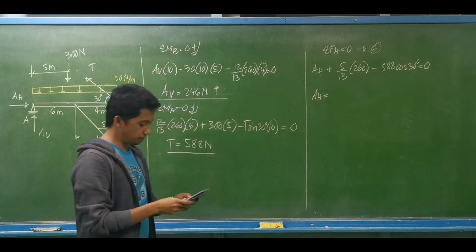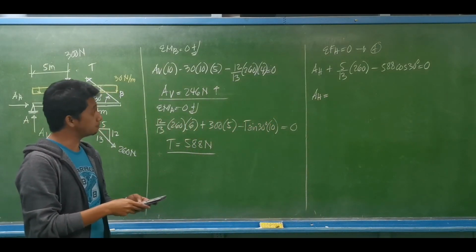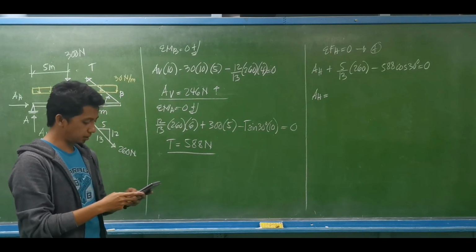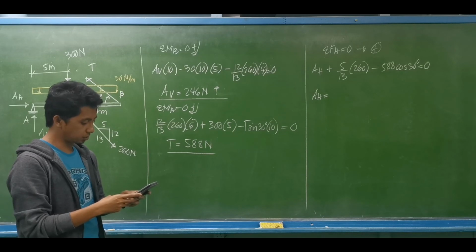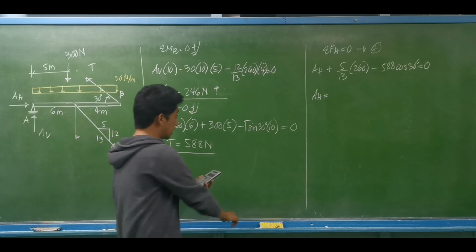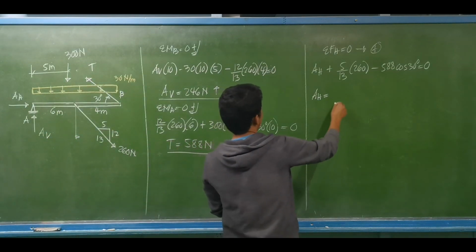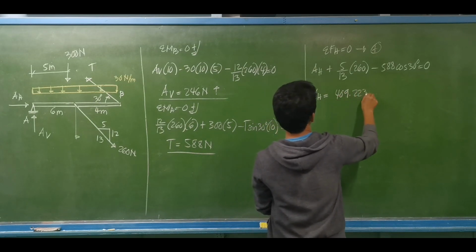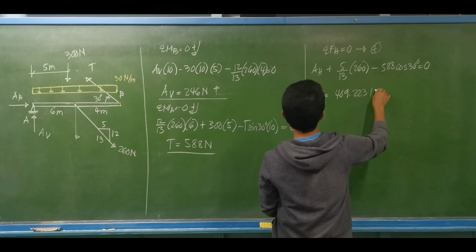So you have 5 over 13 of 260 and minus 588 cosine of 30 degrees. So we'll be having 400. This is 409.223 newtons.